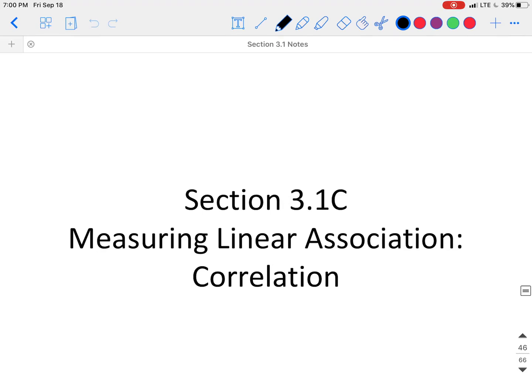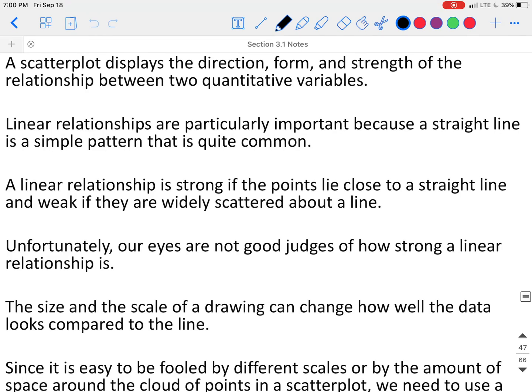This is section 3.1, part C, measuring linear association, correlation. A scatter plot displays the direction, form, and strength of the relationship between two quantitative variables. Linear relationships are particularly important because a straight line is a simple pattern that is quite common.